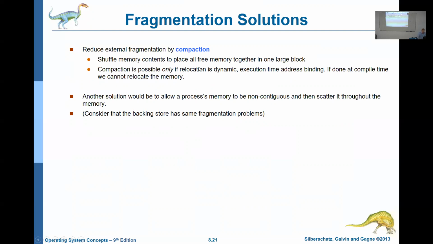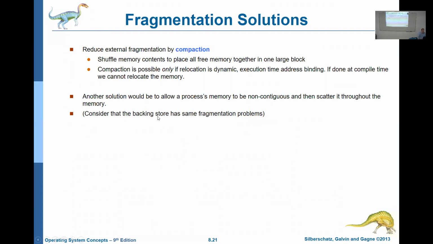So there's dynamic relocation. Another solution would be to allow processes' memory to be non-contiguous and then scatter it throughout the memory. Oh, so there you go. That's what I said. What about just getting rid of this whole idea of contiguous memory? Then we don't have this fragmentation issue. We can say any memory can be anywhere. You can have a byte over here and a byte over there. What's the cost of that? Oh, there's going to be costs, and that's what we're going to talk about.